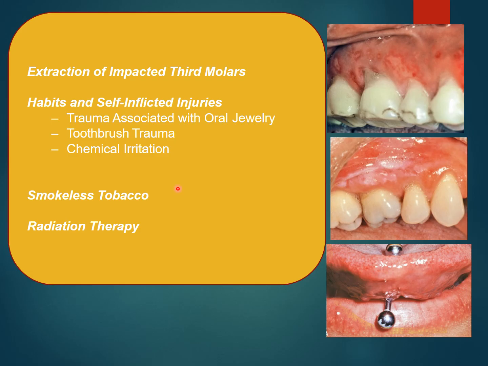Then radiation therapy, as we said, can affect the malignant cells and also the normal cells. This radiation therapy will also lead to dryness of the mouth, which affects oral hygiene maintenance. So this will lead to gingival inflammation and an effect on the periodontium. So these are the predisposing factors.